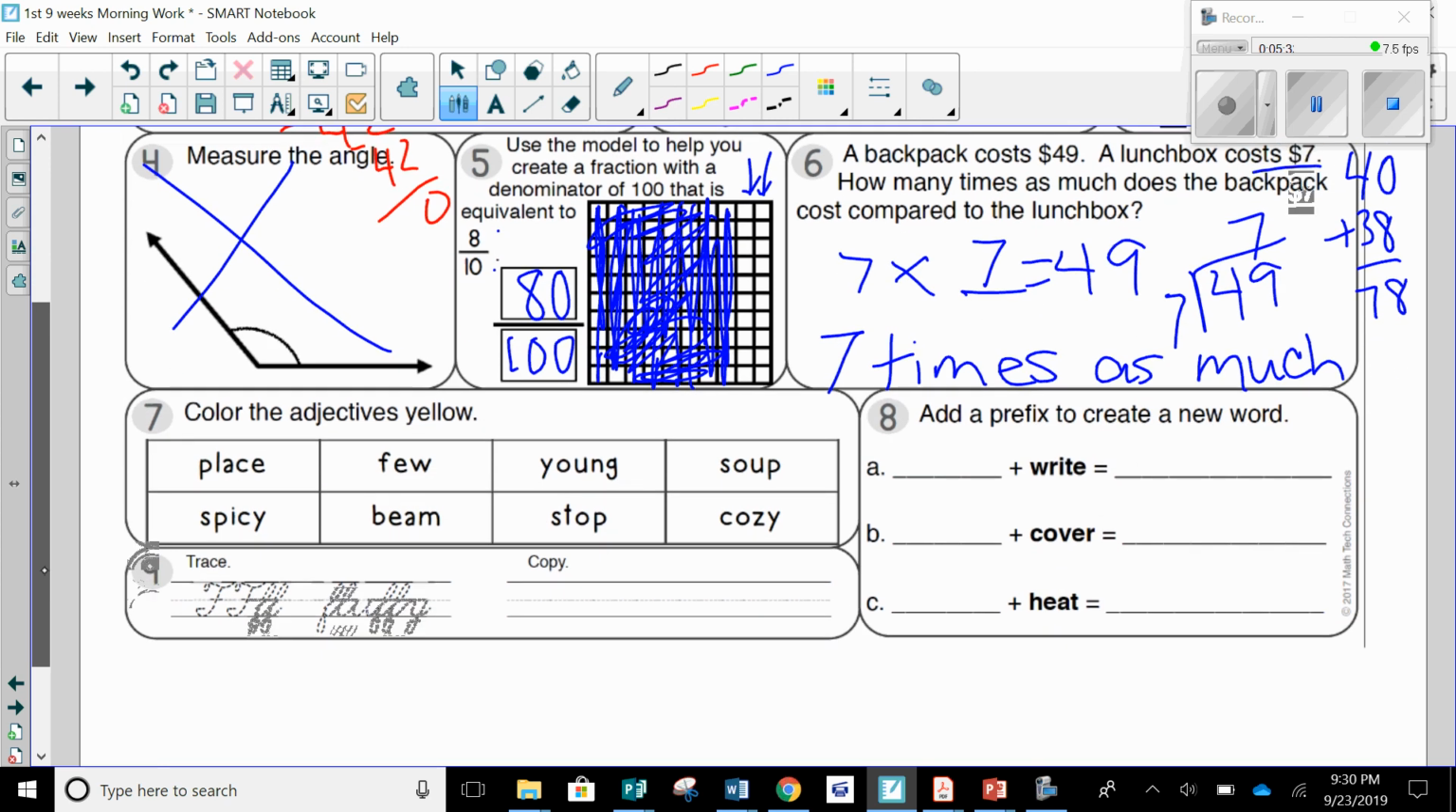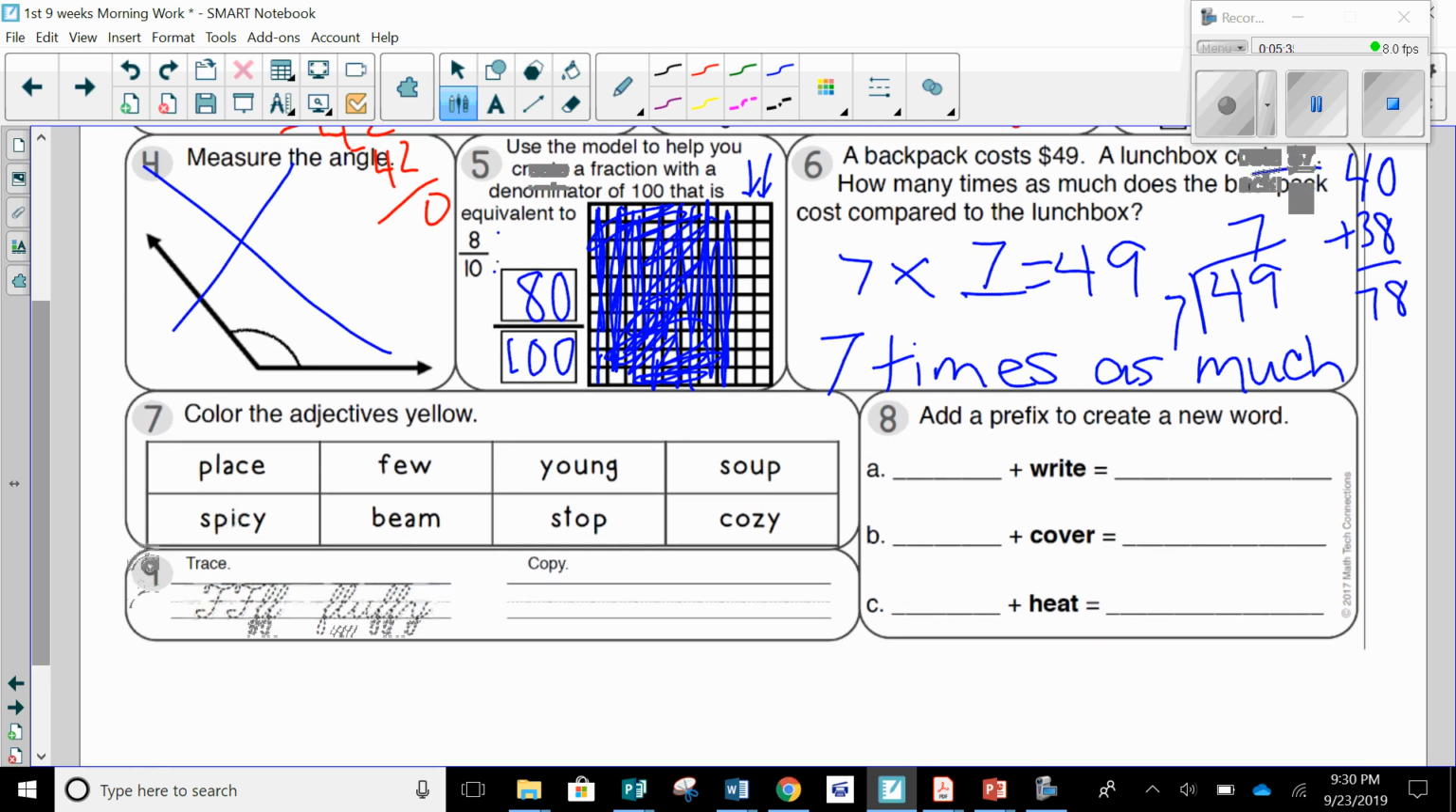Okay, now let's go down here. Number 7 says color the adjectives yellow. Adjectives are going to describe the noun. So I'm going to look at my words. Well, place, that's not an adjective. Few, young could describe a noun. Cozy and spicy. Okay, those are all our adjectives.